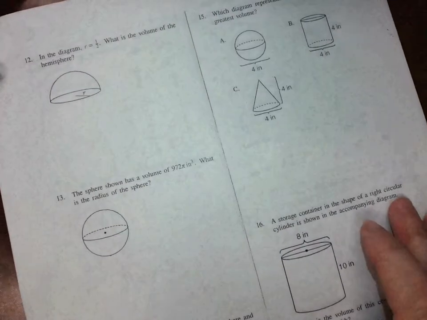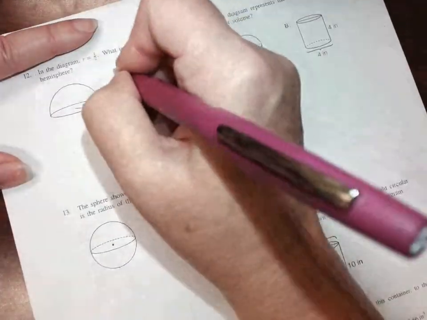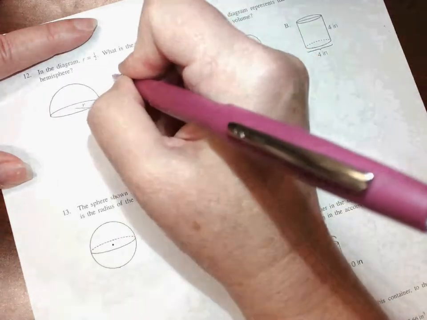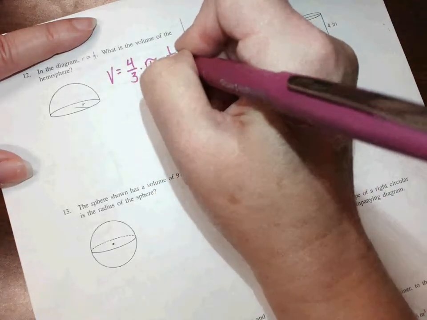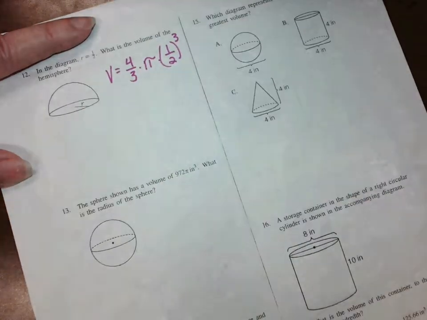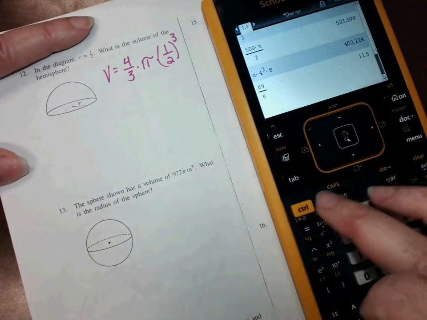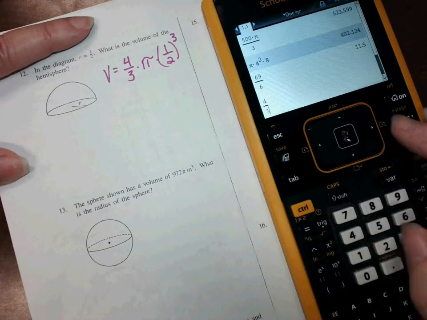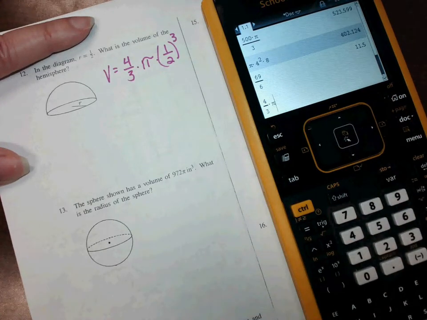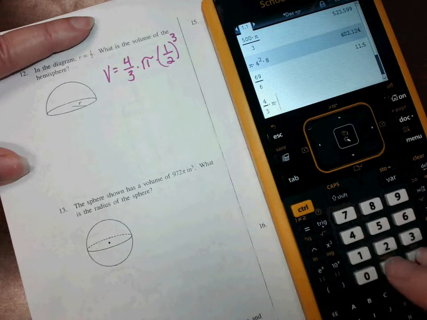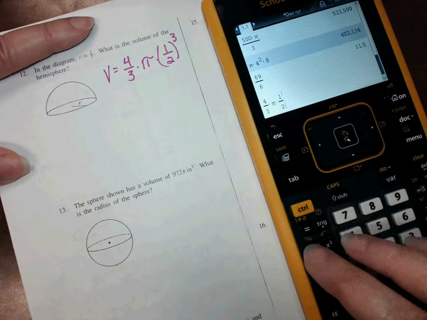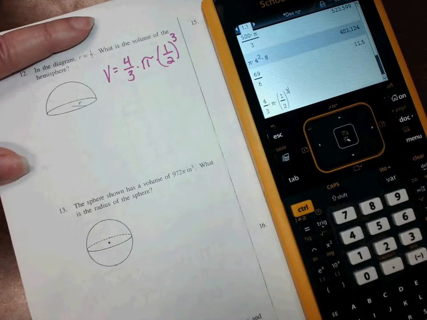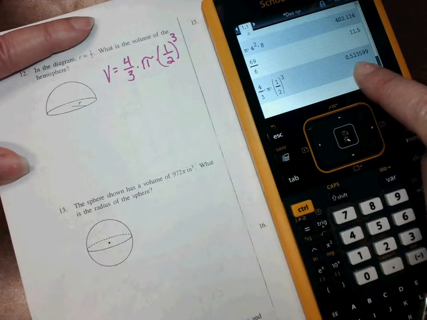Okay. Next, we've got a hemisphere. But to do this, I need to first start by finding the volume of the whole sphere. So the formula is 4/3 times pi times 1/2 cubed. So I'm going to do that first. Control divide, 4/3 times pi times, control divide, 1/2, and cube that. So here's the volume of the whole sphere.